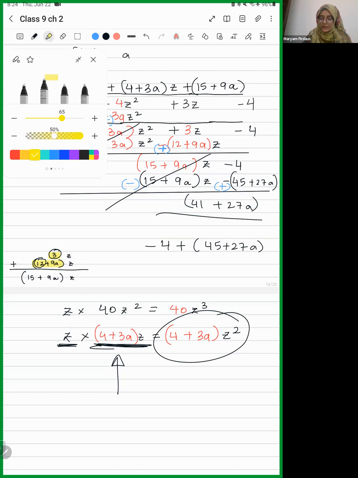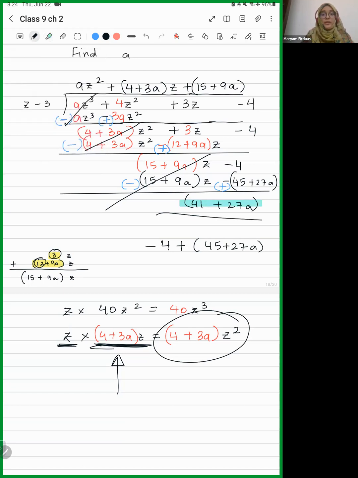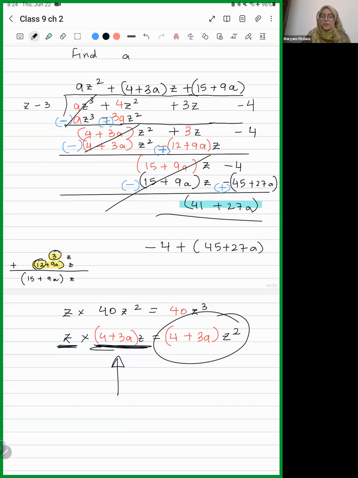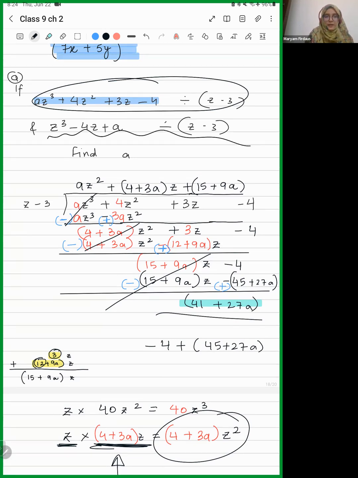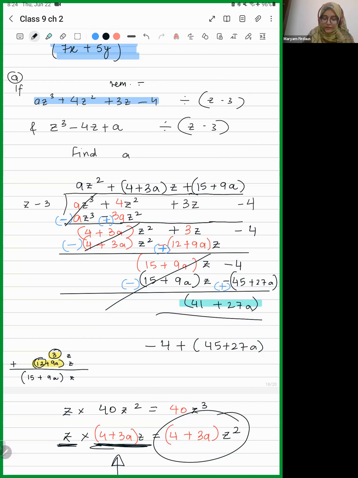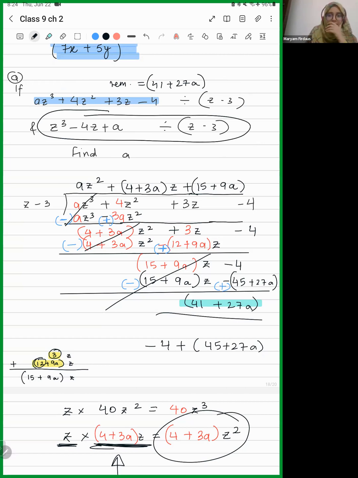And if you remember, the whole story started with the remainder. We wanted to find the remainder. Why? Because we were told that the remainder which we get on dividing this will be the same as the remainder which we get on dividing this. So the remainder over here is 41 plus 27a. Now, does it mean that if you divide this also, the remainder will be 41 plus 27a? Yes, ma'am. Are you sure? Then why will they ask us how can we find a then, if both of them are just the same?